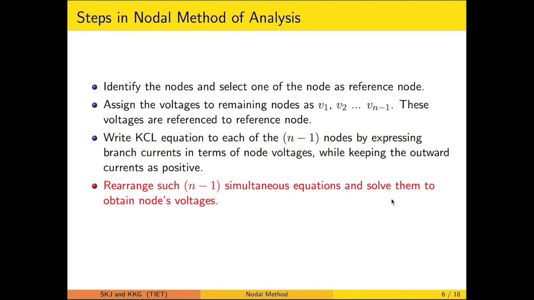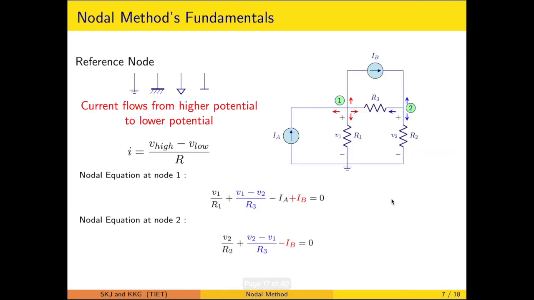Now after writing these n minus 1 equations, we will rearrange these n minus 1 simultaneous equations and then solve to find the unknown node voltages. After having the node voltages, we can calculate the branch currents or voltages as and when needed. So just to give you the fundamental aspects, this circuit has 3 nodes, 1, 2 and a third one. One of the nodes has to be marked as a reference.